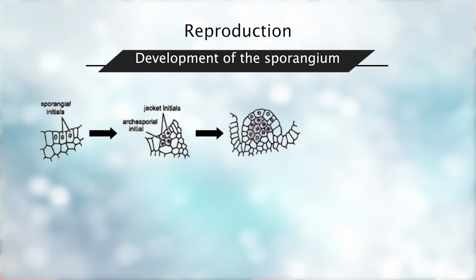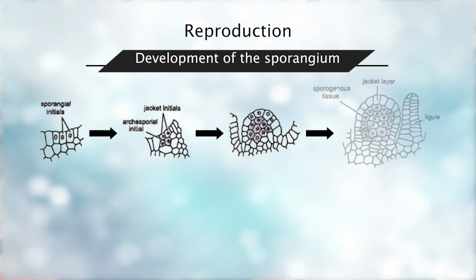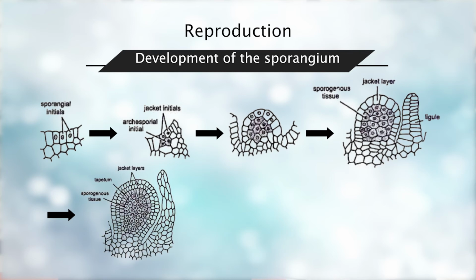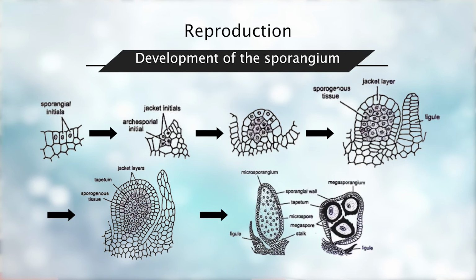The jacket initials will undergo further division to form the jacket layer. The archesporial cell will form the upper cell and the lower cell. The lower cell will form the sporogenous tissue, but the upper cell will form the tapetal layer. This tapetal layer is just a nutritive layer. The lower portion of the sporogenous tissue will form the stalk. So, ultimately, a sporangium will be formed having a two-layer thick jacket, a single tapetal layer, and inside it there will be the sporogenous tissues.